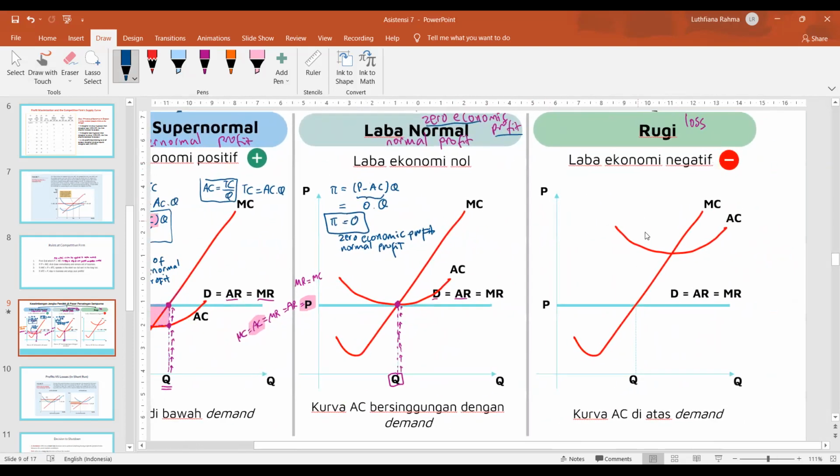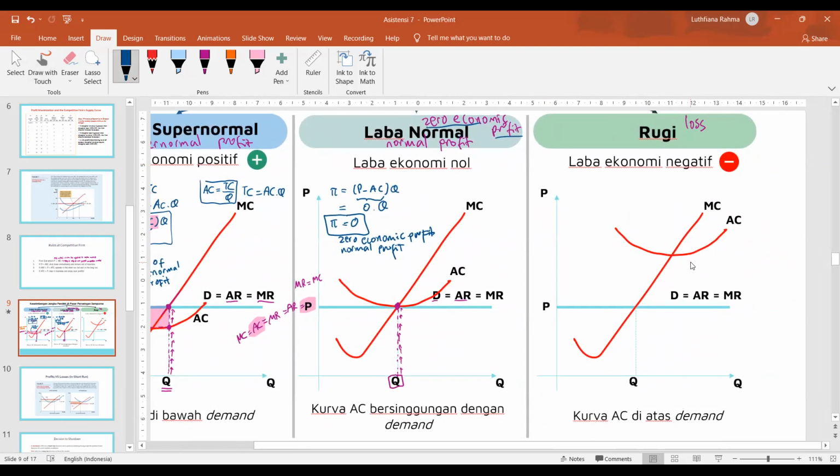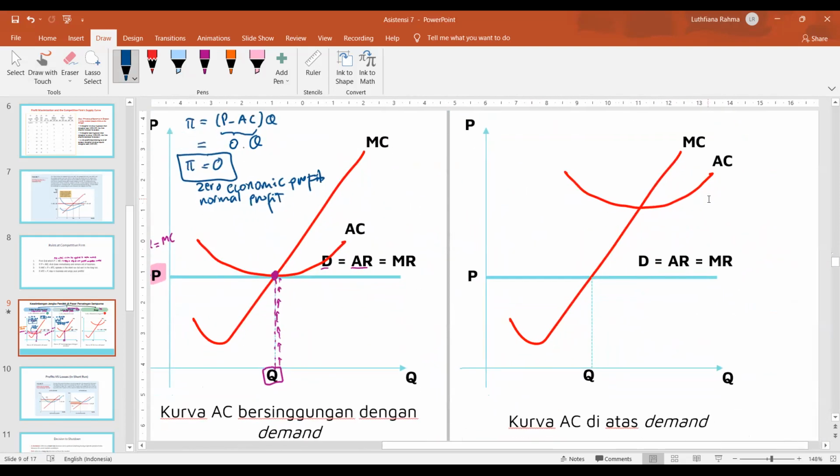And then next, the third condition, or the last condition that could be experienced by the firms in the short run, is loss. If the firm experiences a loss, then it will have an average cost curve that is far in the upside position. Always remember that the firms will produce at, again, MR equals MC, because this is the profit maximizing condition.